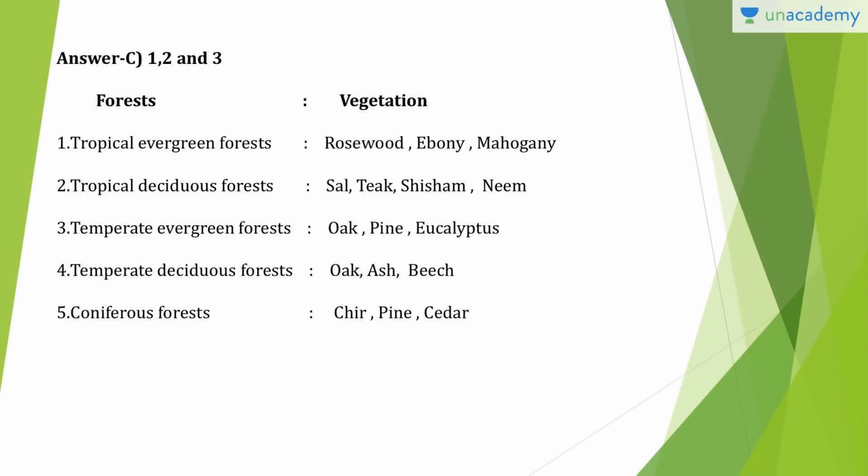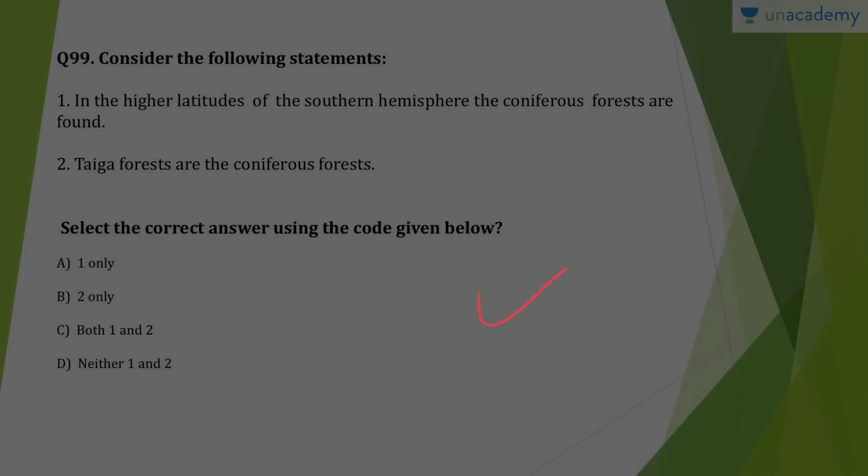The tropical evergreen forest will include rosewood, ebony and mahogany. Tropical deciduous forest will include sal, teak, shisham and neem. And temperate evergreen forest will include oak, pine and eucalyptus. Temperate deciduous forest will include oak, ash and beech. And coniferous forest will include chir, pine and cedar.